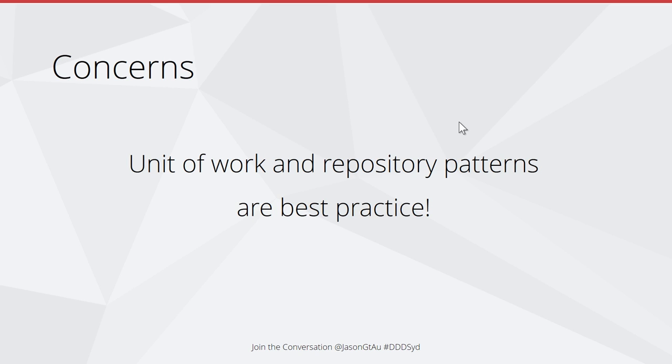And next we have unit of work and repository patterns are best practice. And that's true, they are. They're a great practice and Entity Framework does a great job at implementing them. The unit of work is implemented in the DB context, that is a unit of work, and the repository is implemented in the DB set, that is a repository. So Entity Framework is already implementing both of those patterns. So if you implement those patterns on top of Entity Framework, you're abstracting an abstraction. And so the value in that is you're abstracting yourself from Entity Framework. And that's an important point to make. You're not abstracting yourself from the database layer. Entity Framework has already done that for you.